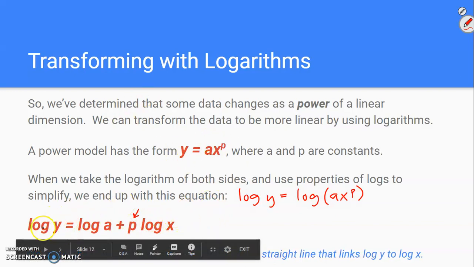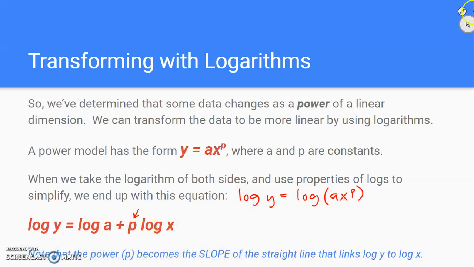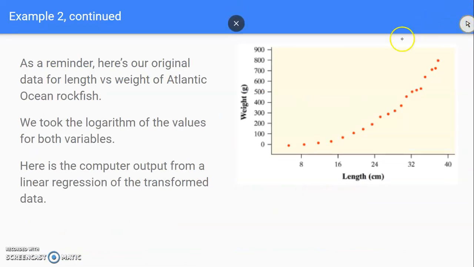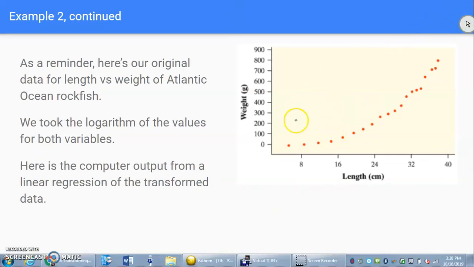So we have something that is fairly linear. You have y equals a constant plus a number times an x, so that's kind of like your slope and your x. So we do end up with something that is more or less linear. So if I take that idea and apply it back to my fish data, that was our original data of length versus weight.